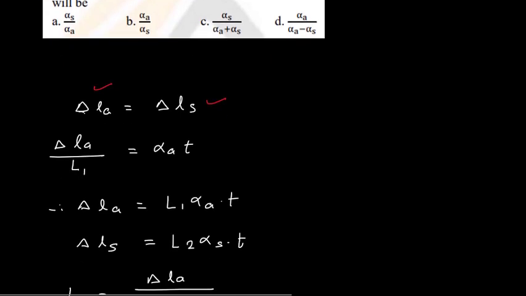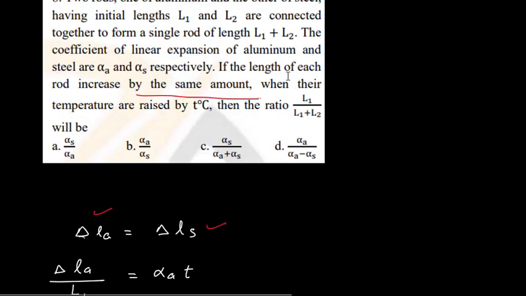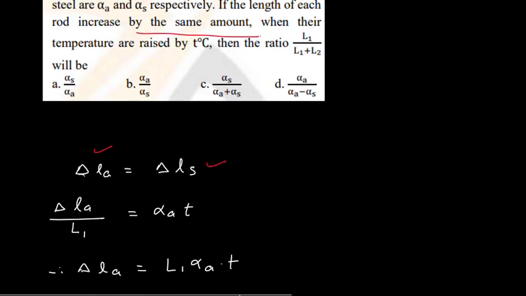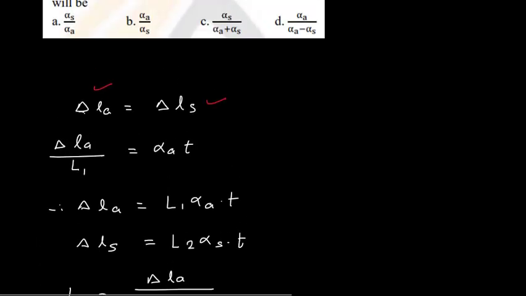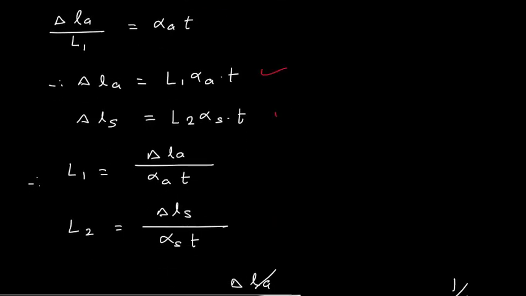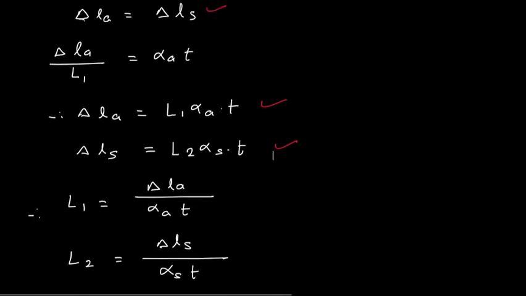So delta L upon L1, or LA, where L1 is the given length. So this is delta LA upon L1 is alpha A T. We can do two things: one is that we can find the value of L1, or we find the value of delta LA and then compare. So delta LA and delta LS, we got the relation. I think I have done a little lengthy procedure.